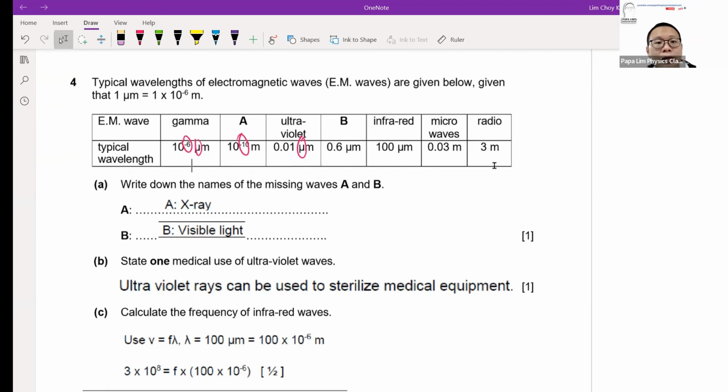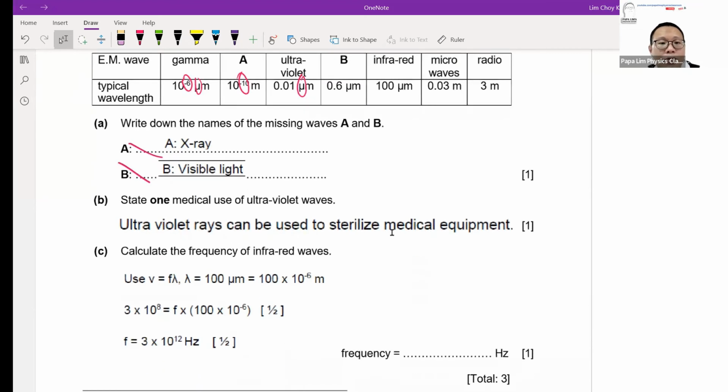Now, mixing wave A and B, I would say it's quite easy. If you know the arrangement of the waves in terms of wavelength, you should be able to identify it as visible light, X-ray and visible light. Uses of ultraviolet, same thing. I will not dwell too much. Most of you would have known.